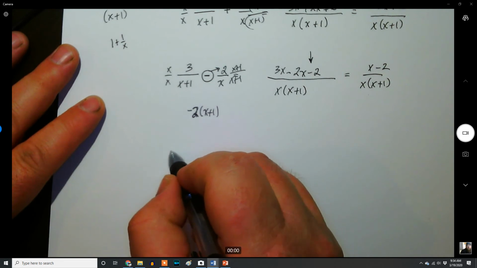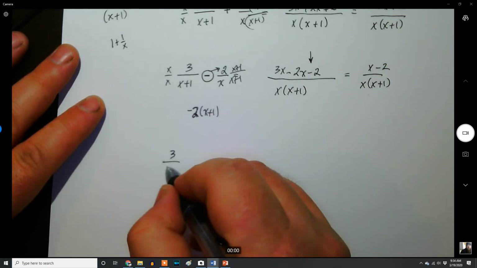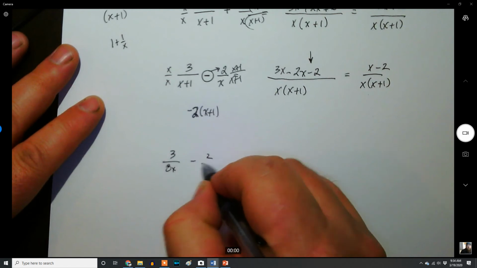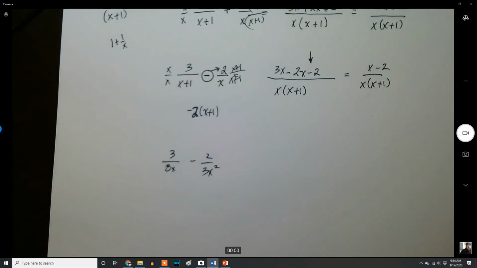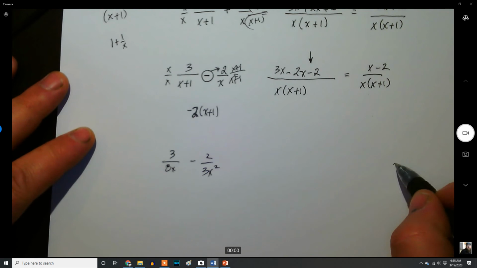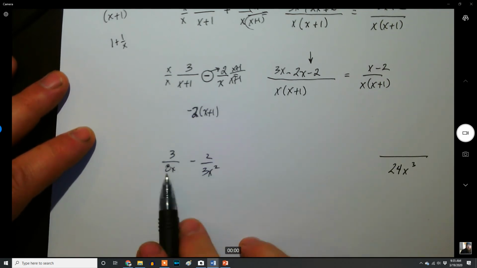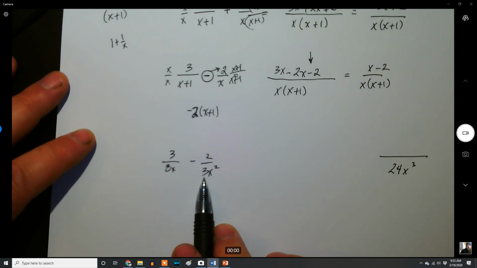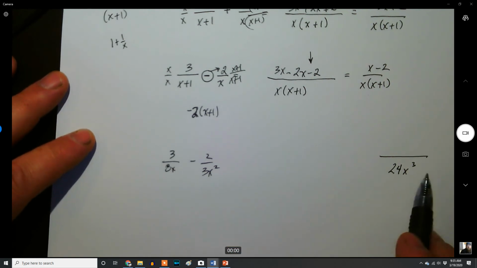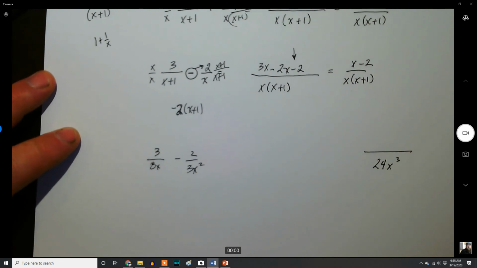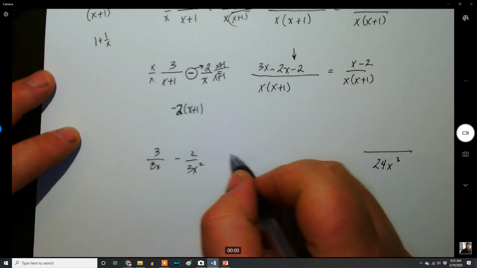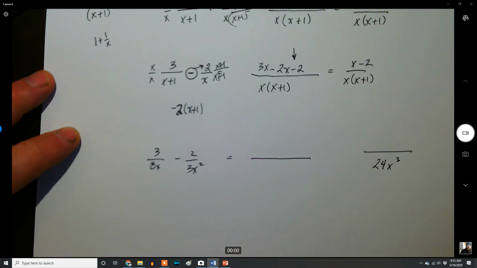So for example, if we had 3 over 8x minus 2 over 3x squared, do you see? We could say the denominator is going to be 24x cubed, just the product of those two. But if we don't get the lowest common denominator, we are guaranteed to have to reduce at the end, and that's another step. It's sometimes tricky. It's another chance to make a mistake. So it's better to just be really careful at the onset and make sure you're finding the lowest common denominator.